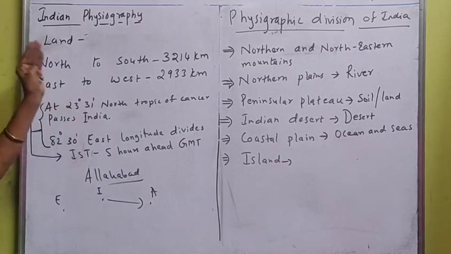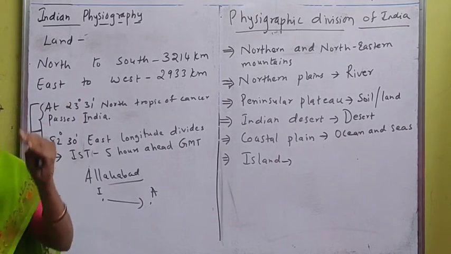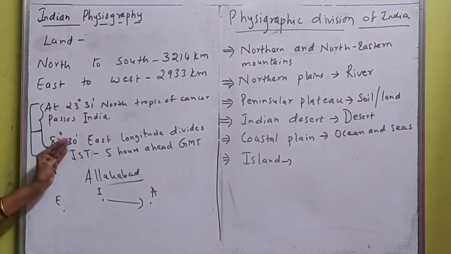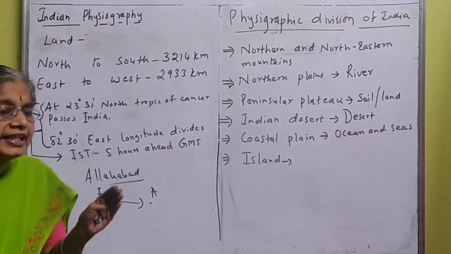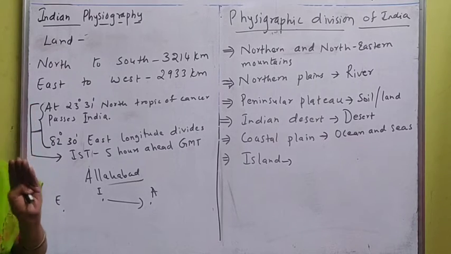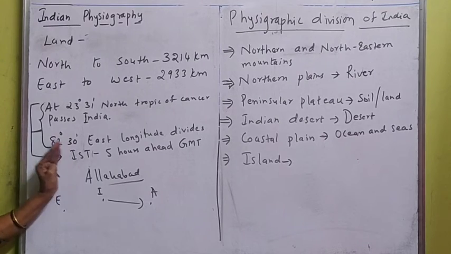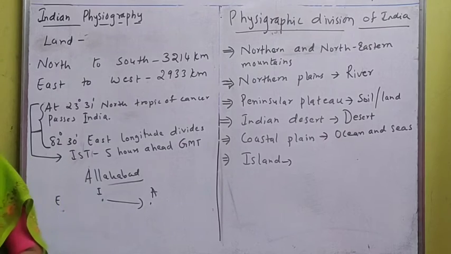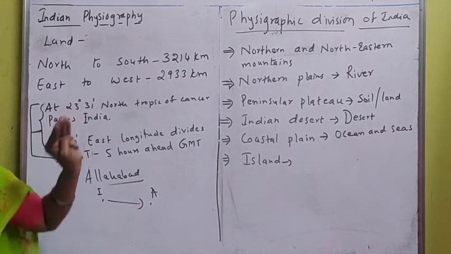23 degrees 31 minutes north, the Tropic of Cancer passes through India, which divides India into 2 regions, northern region and southern region. Similarly, 82.5 degrees east longitude passes through India, which divides India into 2 regions, eastern region and western region. These 2 are very important, mainly this east longitude, because it decides our Indian Standard Time, which is 5 hours ahead of Greenwich Mean Time. So this is the land division of India.